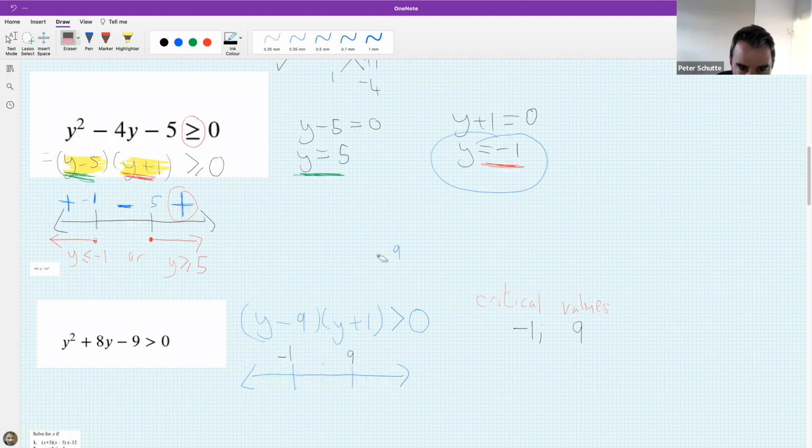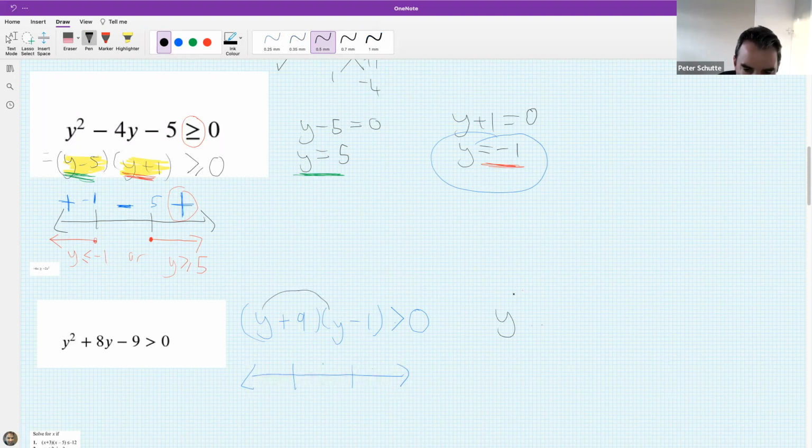Guys, I must apologize. I've made a little error in my factorizing. So let's just quickly check. What I should have had is this, and maybe this is why you were a little bit confused: y plus 9 and y minus 1. So let's just check this.